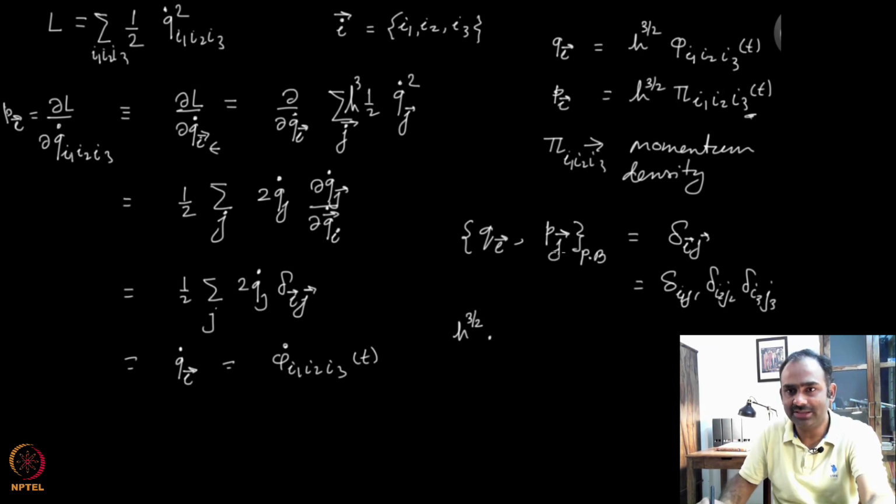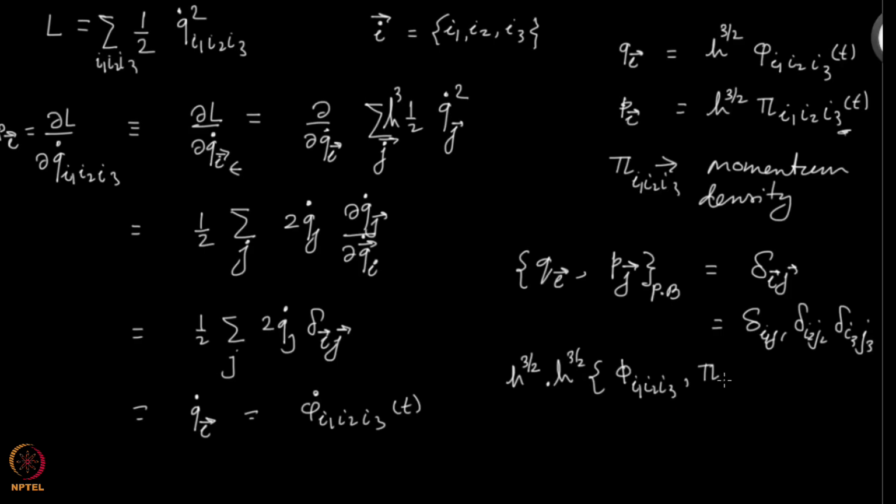Okay. Then p_j I can write as h^(3/2) π_j. So, that will again bring a factor of h^(3/2). Okay. So, it will be h^(3/2), and then you have the Poisson bracket of q, φ_{I1 I2 I3} with π_{I1 I2 I3}, and this Poisson bracket will be δ_ij.